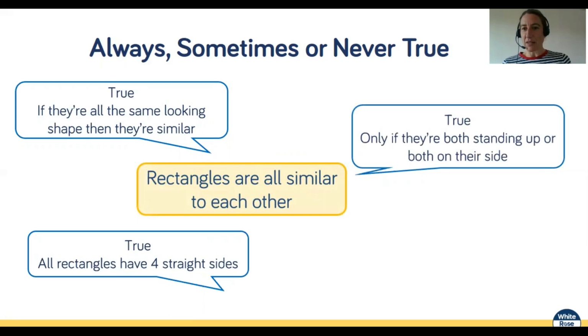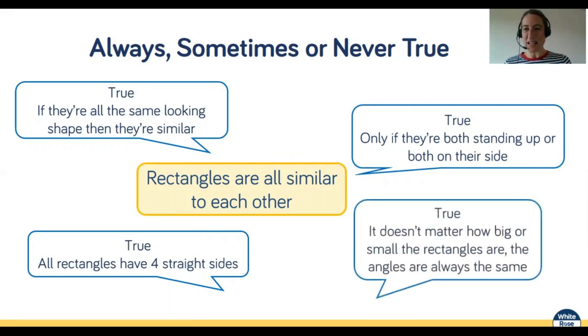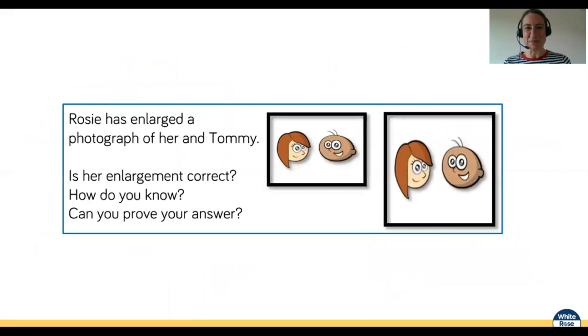I like this one. So this student said that it's only true if they're both standing up or both on their side. So a real misconception around the orientation of the shape and whether that means the shapes are similar or not. And the last one, it doesn't matter how big or small the rectangles are, the angles are always the same. So that student's got some understanding of mathematically similar shapes. So they understand the angles need to be the same, but they haven't thought about the side length. So just super interesting. Let's have a look at that exemplar question.